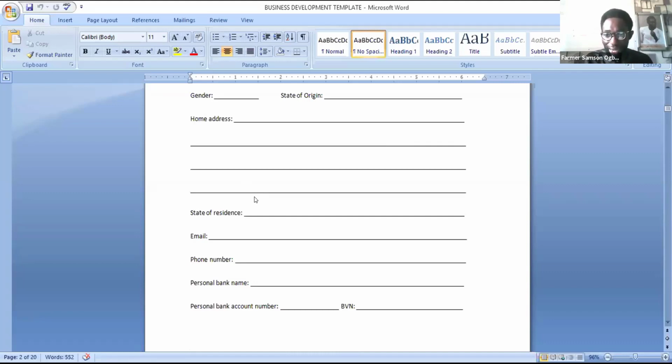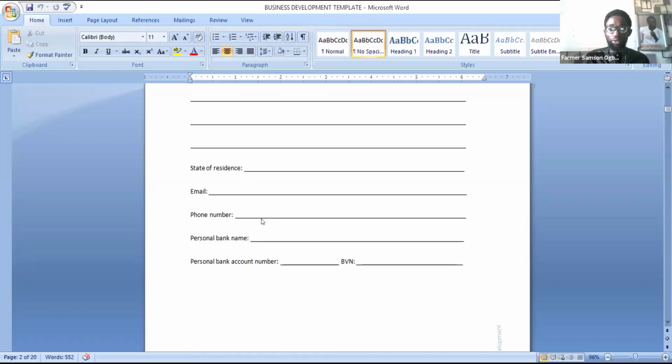Then your email address, a functional email address. I would propose that you use the email address you've already used in registration. Then a functional phone number, because remember, during the interview phase, they will need to reach out to you. If you have your papers with you, you can start filling. If you have any questions, you can just ask.